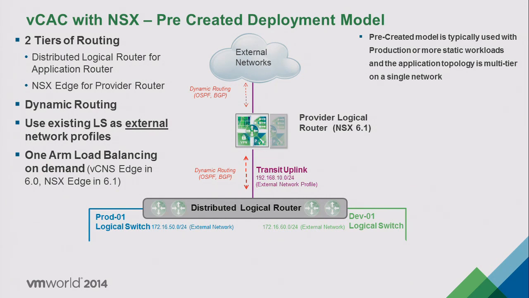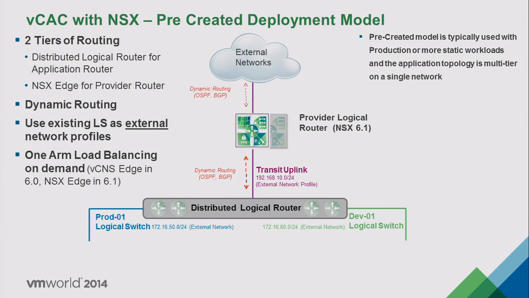Then next is the pre-created model, and this is one when I work with customers, it really maps nicely to that single flat network model that a lot of customers want to adopt, and it fits production style workloads very well. So on the screen are our pre-created components here. We're pre-creating not only the provider logical router and distributed router, but we're actually pre-creating the logical switches that our component virtual machines will be deployed onto.